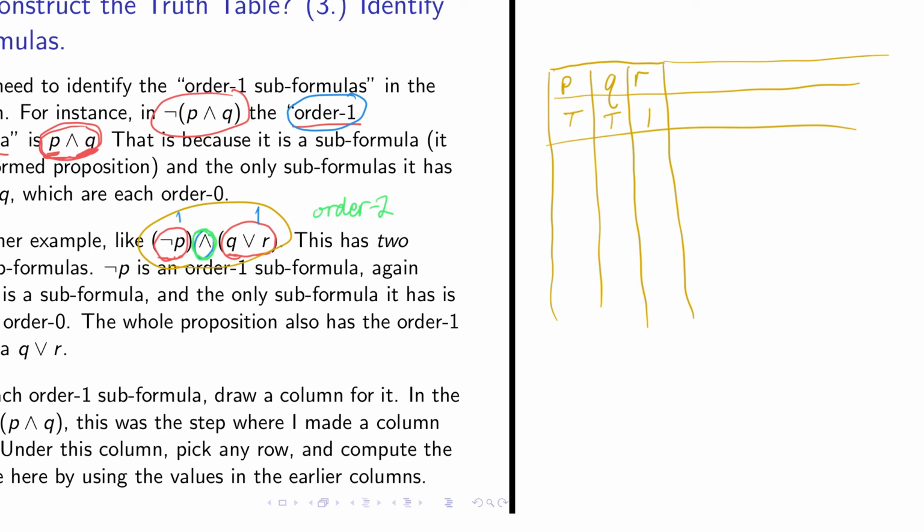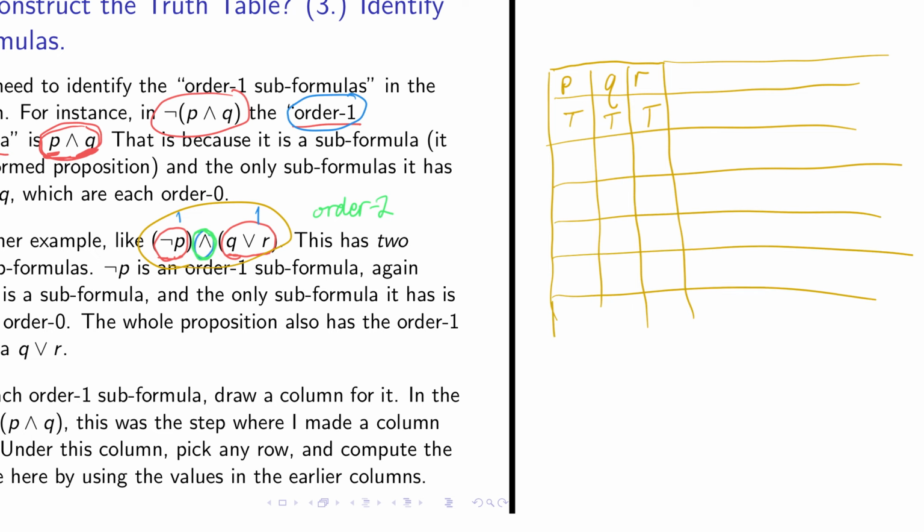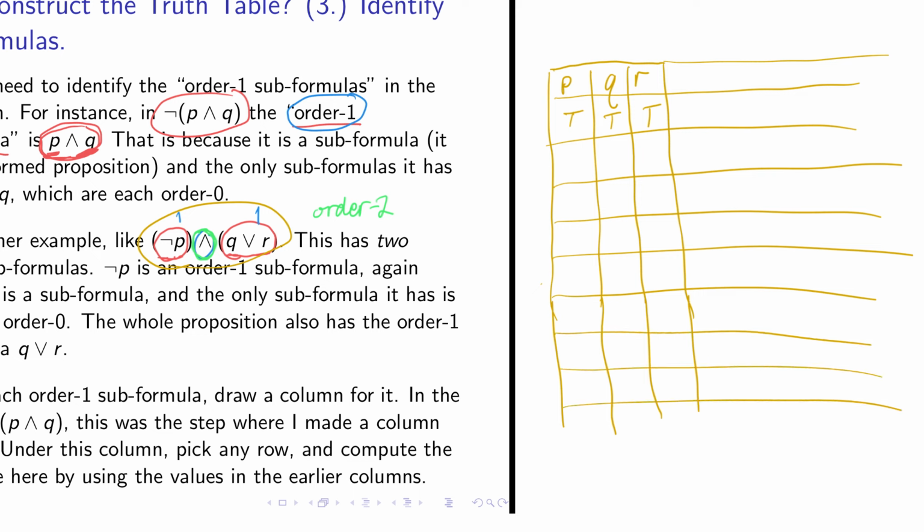So true, true, true, and so what is that? 2, 3, 4, 5, 6, 7, 8. Fill half with true, half with false, and so on.